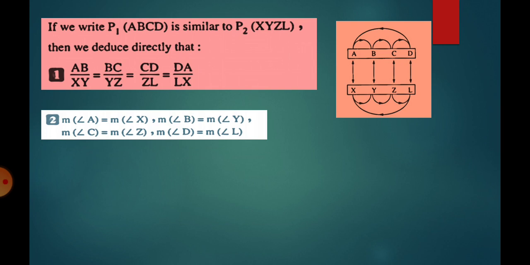Then AB, first and second points, over XY, first and second points. BC, second and third vertices, over YZ, CD over ZL, AD over XL are corresponding sides. And the corresponding angles: A equals X, B equals Y, C equals Z, and D equals L.